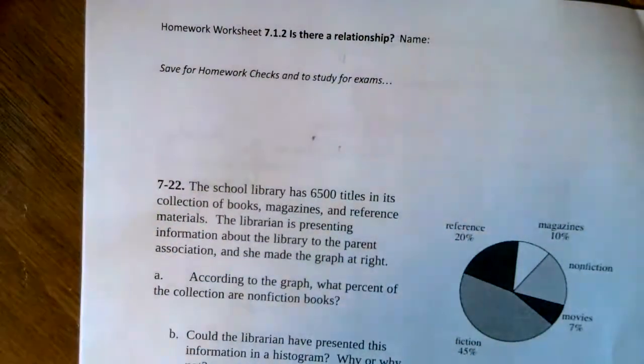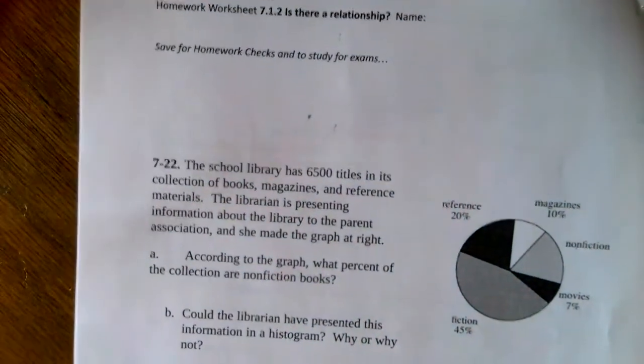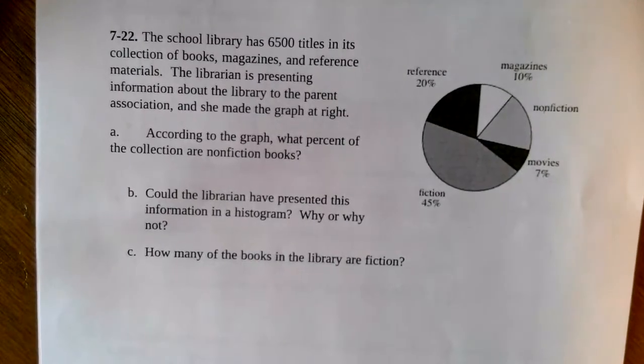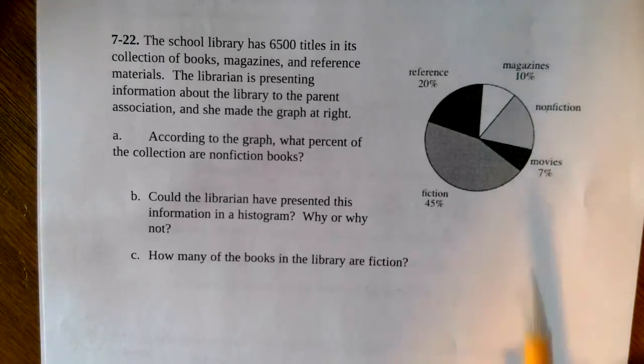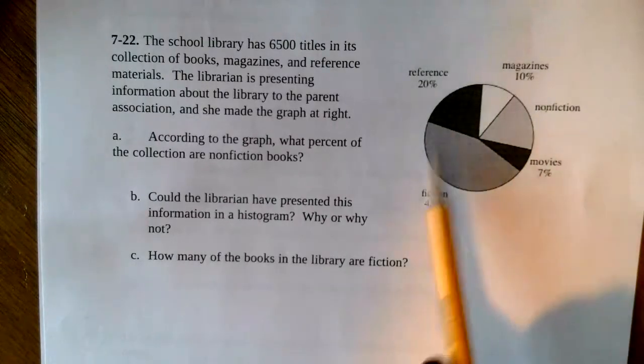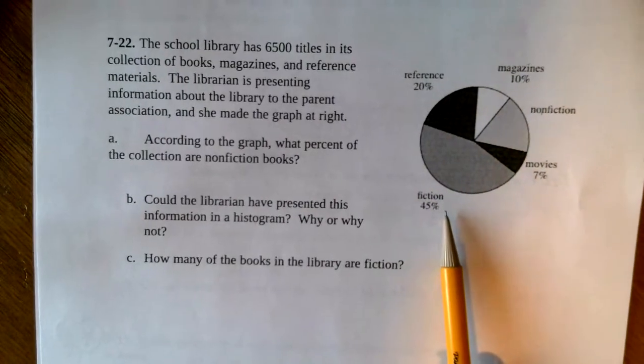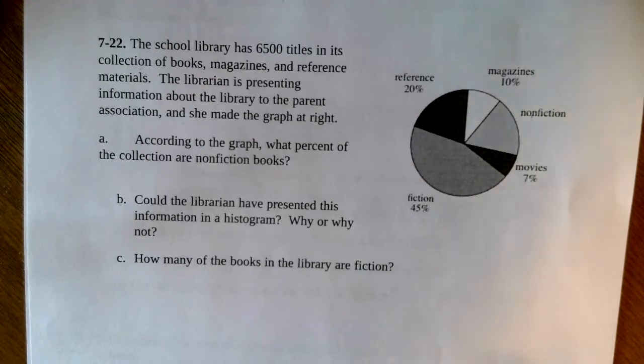All right, so number 72, the school library has 6,500 titles, books, in its collection of magazines, books, reference materials. The librarian is presenting information at the library to a parent association, and she made the graph at the right. So she made this pie chart for us. According to the graph, what percent of the collection are nonfiction books?